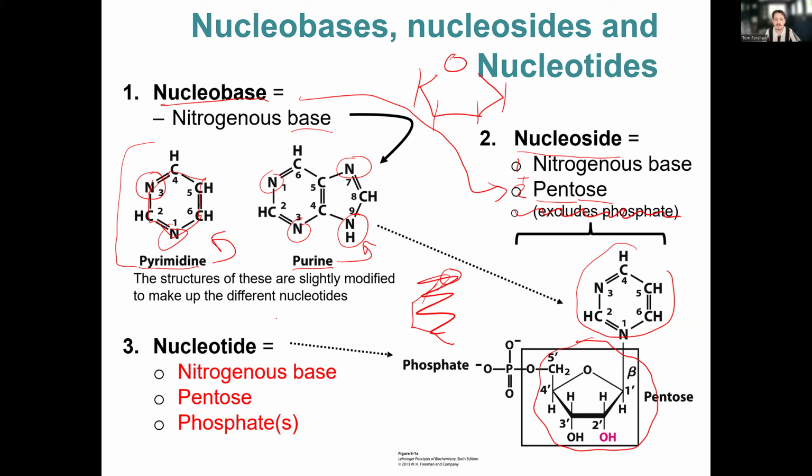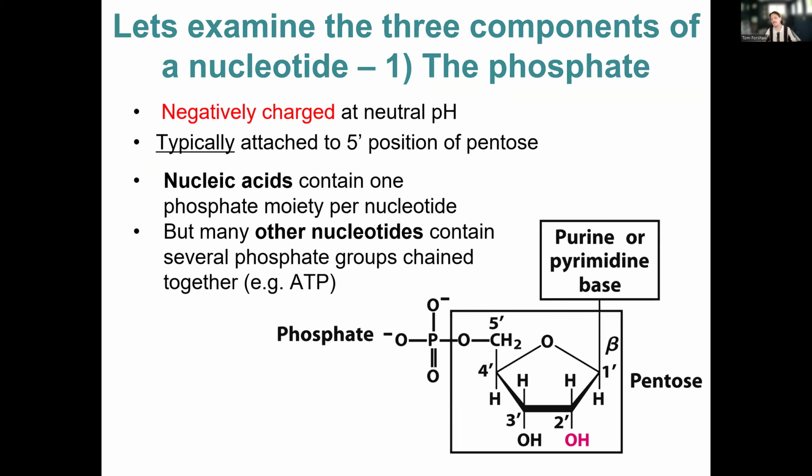And then finally, to complete it and make it the nucleotide, you add on the phosphate. The phosphate gets attached to the sugar at the 5' position. We'll talk a little bit more about that in a moment. So let's start breaking these down bit by bit into the 3 individual components: the phosphate, the base, the sugar. We'll start with the phosphate because it's the easiest one.